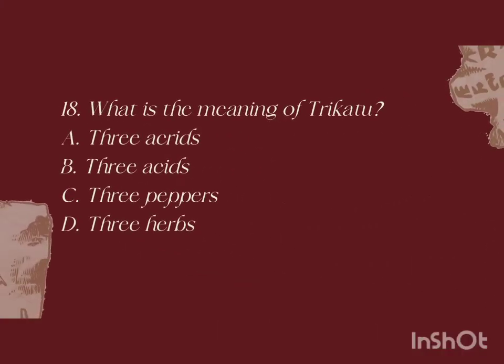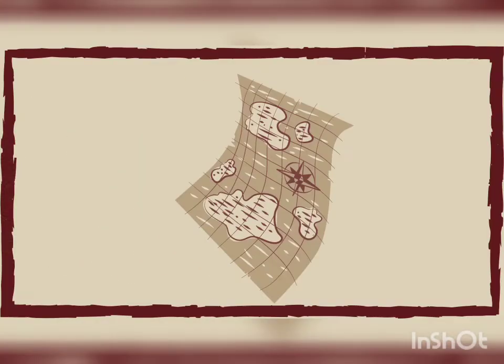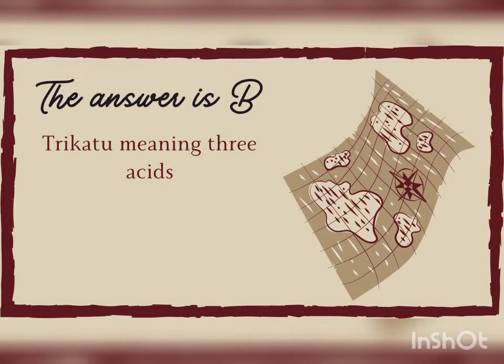Number 18. What is the meaning of Trikatu? A. 3 acrid. B. 3 acids. C. 3 peppers. D. 3 herbs. The answer is B. Trikatu, meaning 3 acids.